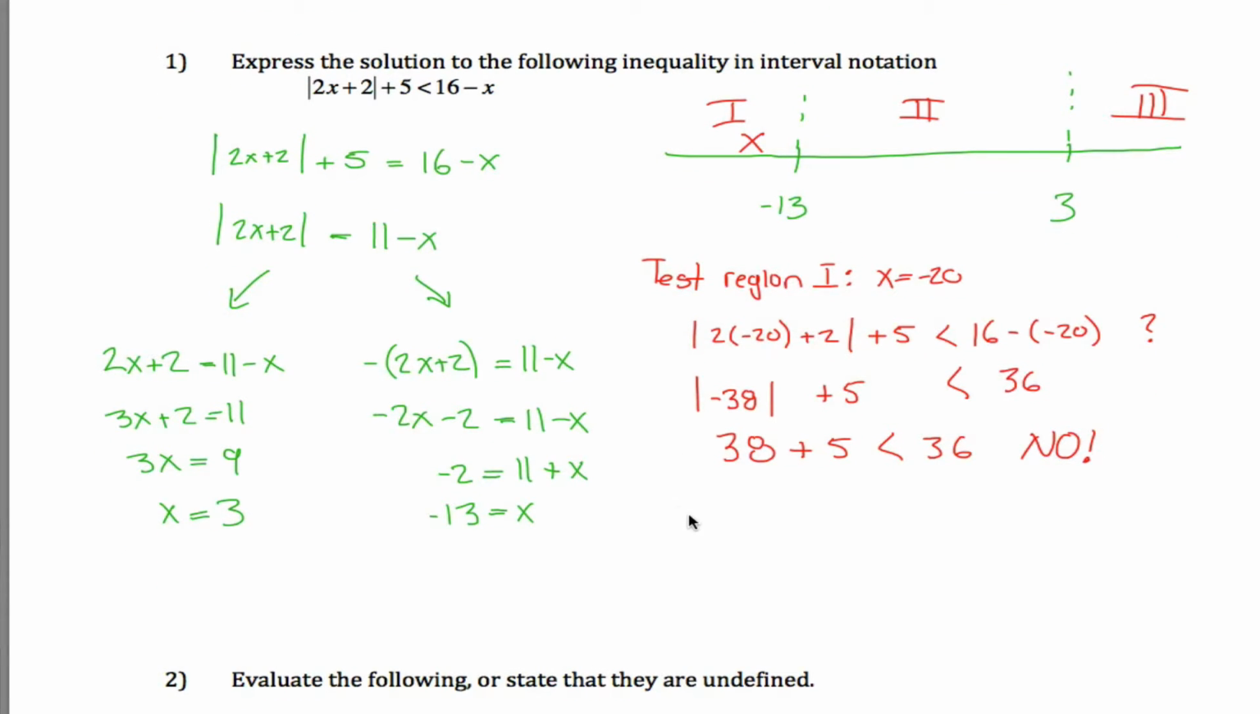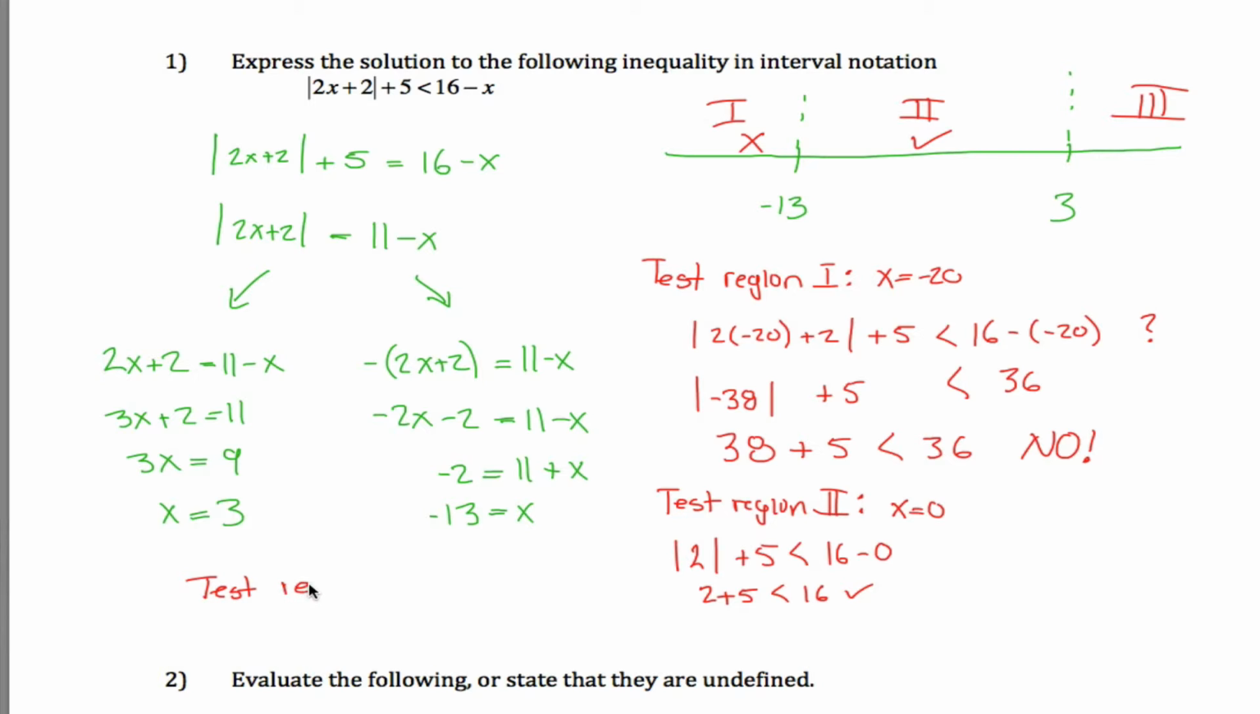Now we go through and do something similar for region 2. Let's test region 2. Pick any number in region 2. Instead of -20, how about 0? Right? That's a number between -13 and 3. So let's see, the absolute value of 2 times 0 is just 0, plus 2. That thing plus 5, we want to know, is that less than 16 minus 0? Well, sure, because the absolute value of 2 is just 2, and 2 plus 5 is 7, and 7 is less than 16. So yeah, it looks like that does work. In other words, all these numbers work. What about region 3?